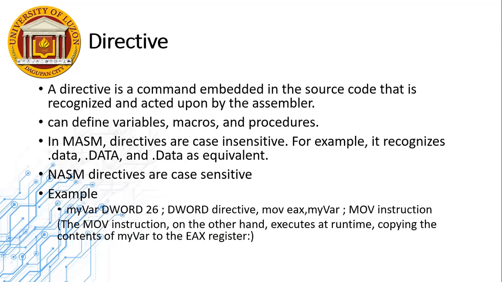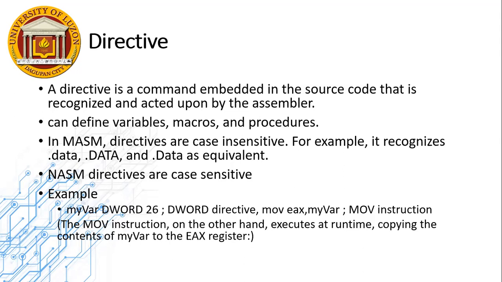Okay, so let's proceed with directives. A directive is a command embedded in the source code that is recognized and acted upon by the assembler. It can define variables, macros, and procedures. In MASM, directives are case insensitive. For example, it recognizes .data and uppercase .DATA as equivalent. It's the same, but in NASM, it is case sensitive.